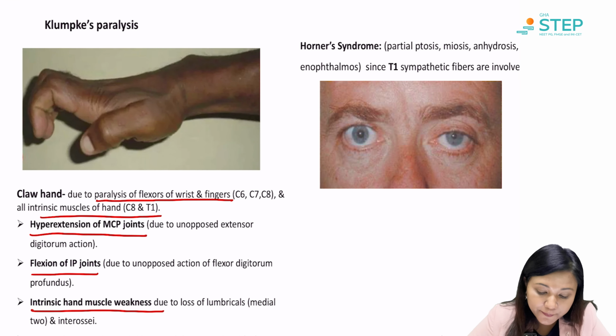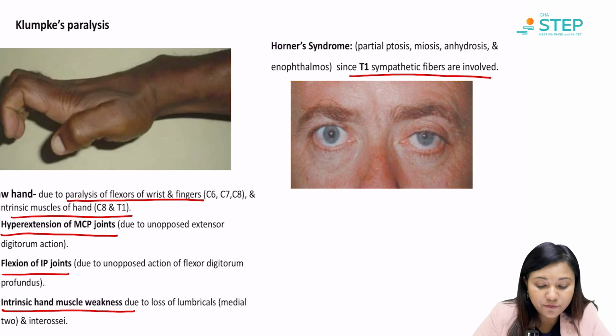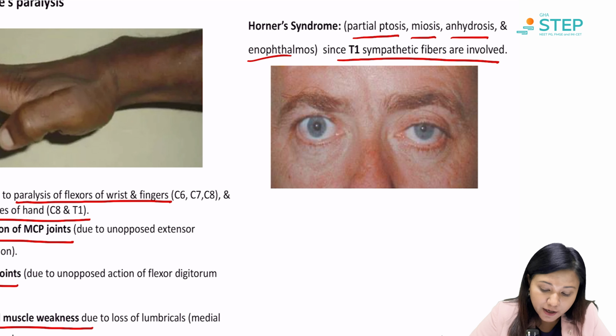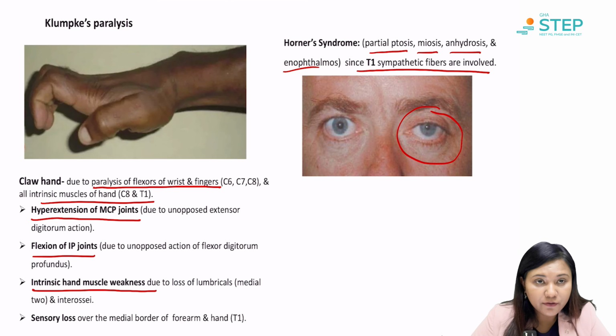So, you will see claw hand, and you will also get Horner's syndrome because of the involvement of the T1 sympathetic fibers. In Horner's syndrome, there will be partial ptosis, miosis, anhidrosis, and enophthalmos. So, drooping of the eyelid, constriction of the pupil, dryness, and the eyeball in the orbit will become a little bit small. So you will have both Horner's syndrome and claw hand. But out of this, the more prominent clinical sign is claw hand.